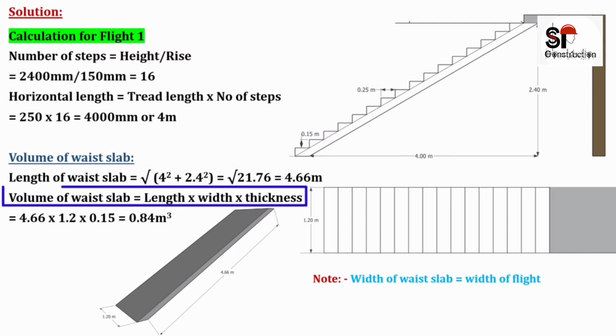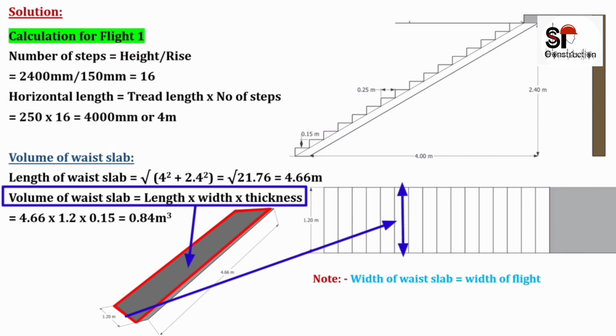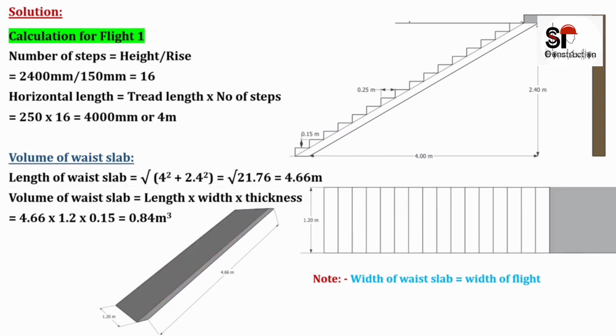The volume of waste slab will be equal to area of cross section into thickness of slab. Area of cross section is length into width. Length is already calculated as 4.66 meter. Width of waste slab will be equal to width of flight, which is 1.2 meter, and thickness of waste slab is already given as 0.15 meter. So on substituting these values, the volume of waste slab will be equal to 0.84 meter cube.